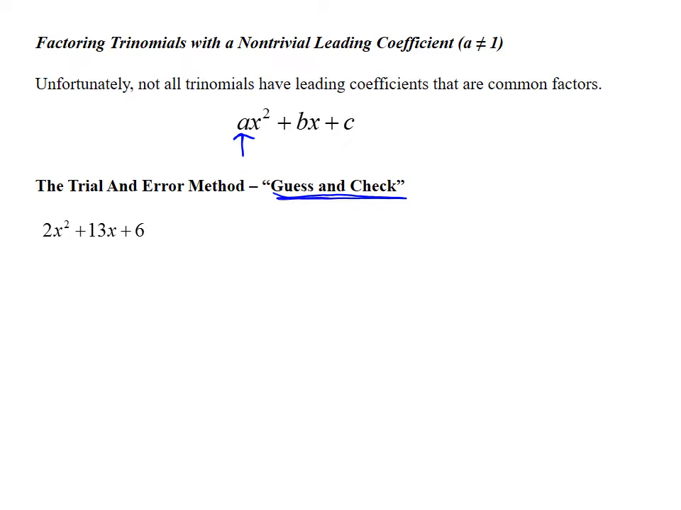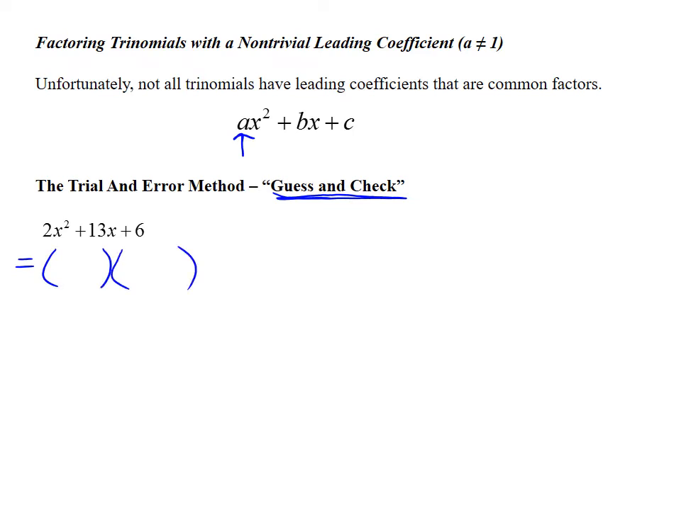as guess and check. This is a nice method in that it really looks at what factoring means, which is undoing multiplication of two binomials for finding a trinomial. So remember, the idea is that a trinomial will factor into a product of two binomials.